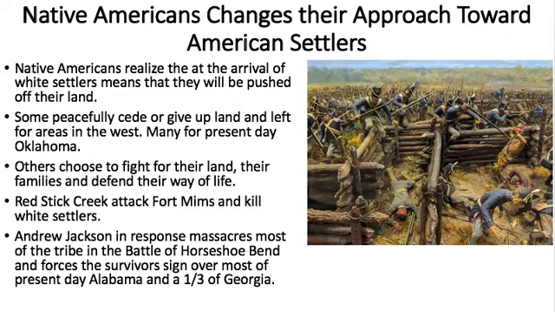They usually realized when white settlers arrived in an area that they were going to attempt to push them off their land, and some tribes would either try to cooperate and work with the white settlers. Some would recognize that it was a lost cause and peacefully cede or give up the land and move west. Many moved to the areas of present-day Oklahoma, which will be known as Indian Territory later on in American history, before that's taken from them as well.